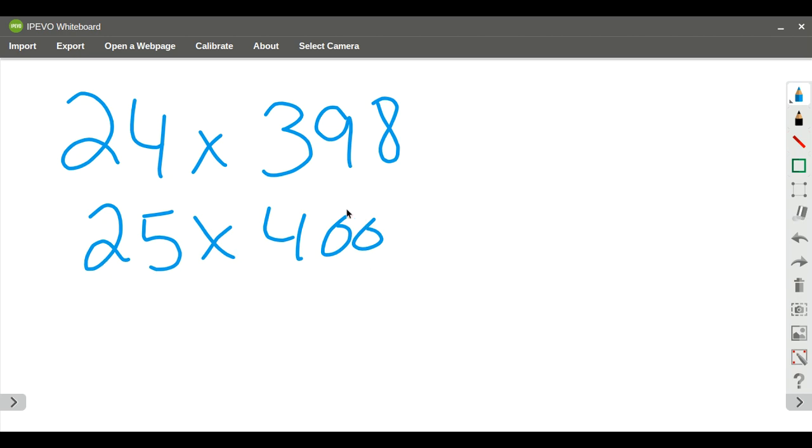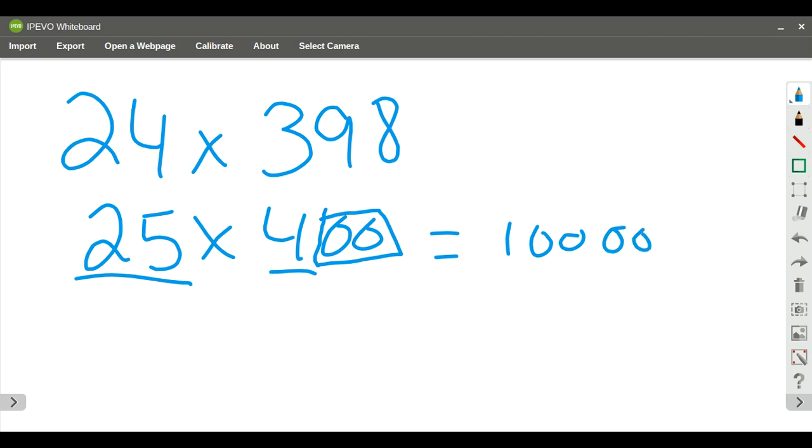Now, multiple of 10 rule says I can ignore these zeros and just multiply 4 and 25. So if I have 4 quarters, I have how much money? I have 100. Okay. And then I have to add on my 2 zeros that I ignored. I have to put them back on over in my product. So I have 10,000 is my estimate.